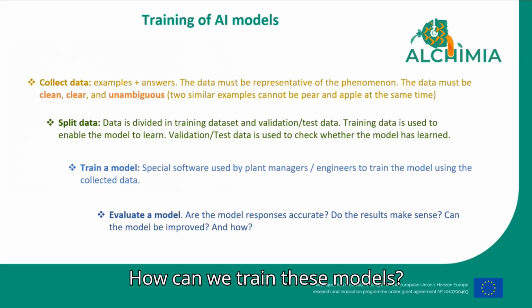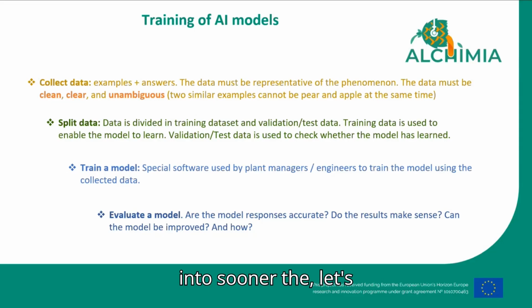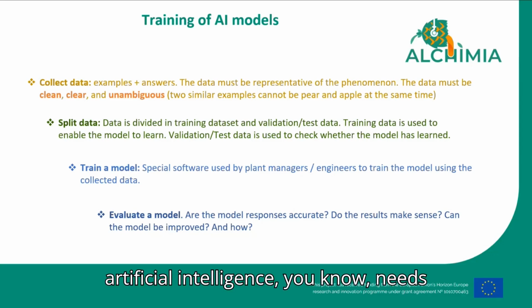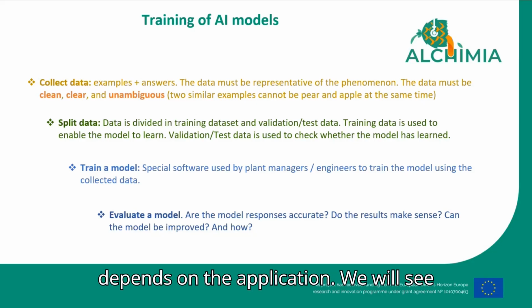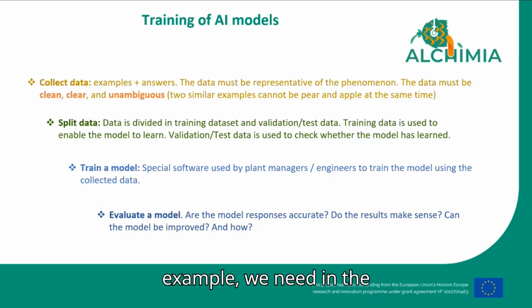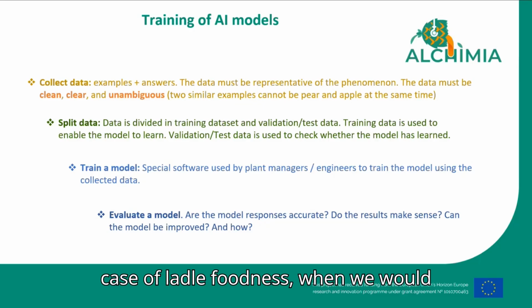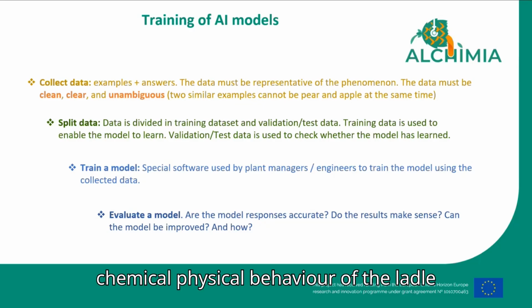How can we train these models? Very briefly, without going too much into nerdy details. Well, artificial intelligence needs a lot of data. A lot, how much? Well, it depends on the application. We will see later how many samples, for example, we need in the case of the ladle furnace, when we would like to create a model that describes the chemical-physical behavior of the ladle furnace.